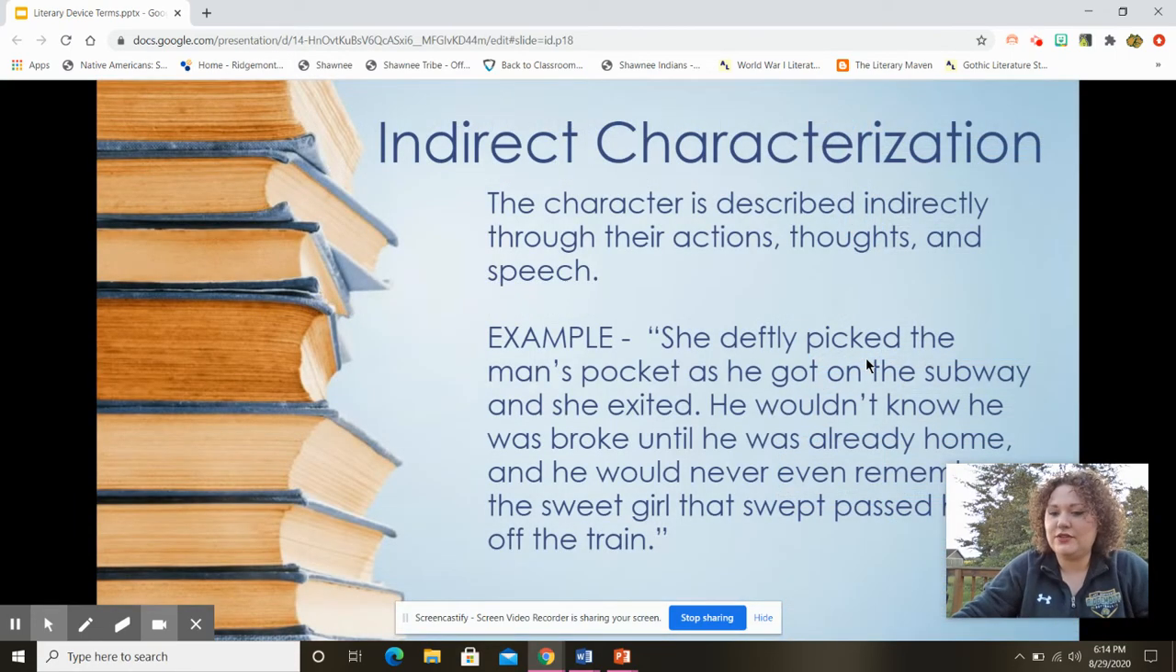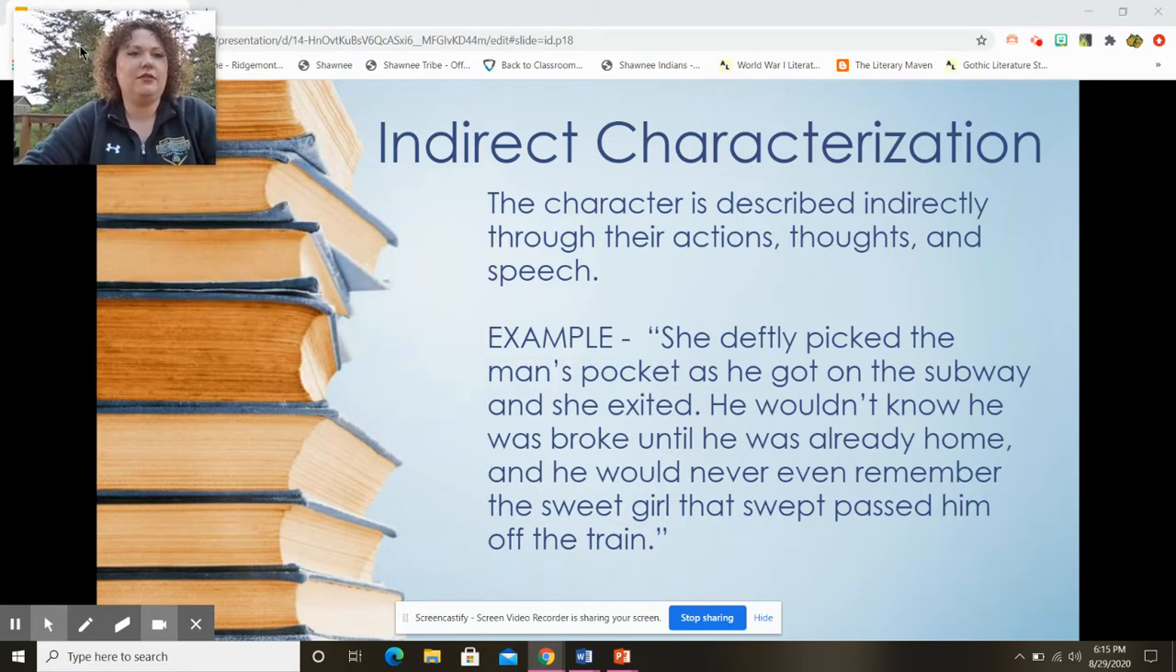The other kind of characterization is the total opposite. So that's indirect characterization. That's where the author helps us understand who this character is through their actions, thoughts, or their speech. So the example of direct characterization, she's a sneaky thief, I would redefine as indirect by saying she deftly picked the man's pocket as he got on the subway and she exited. He wouldn't know he was broke until he was already home, and he would never even remember that sweet girl that swept past him off the train.